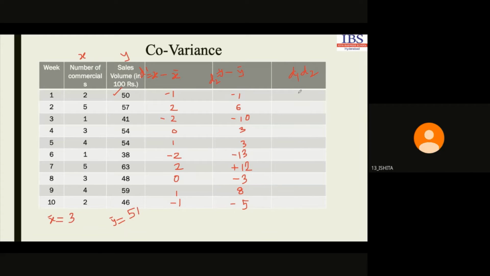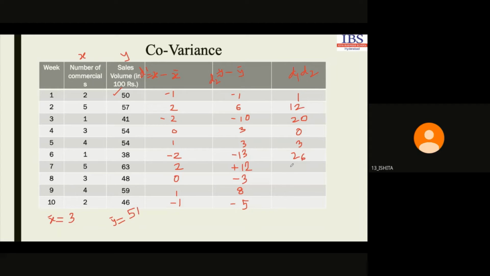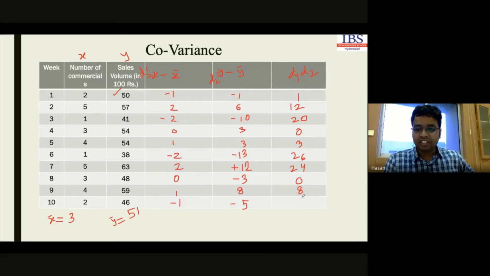1. Then 12, very good. 20. 0. 3. 26. 24. 0. 8 and 5. Very good, very good. So we got the covariance for individual data points. So what will be the total covariance here?